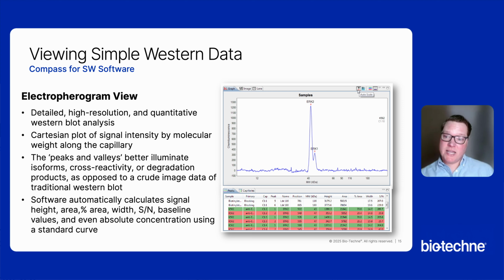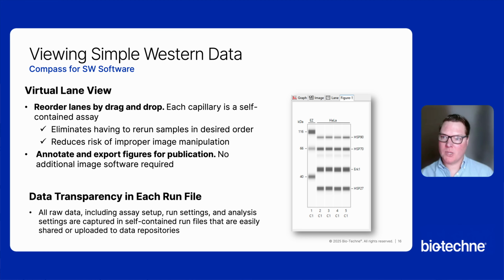Compass automatically calculates signal height, area, percent area, width, signal-to-noise ratio, baseline values, and even absolute concentration using a standard curve. These quantitative measurements are presented in a results table along with the graph view of your data.